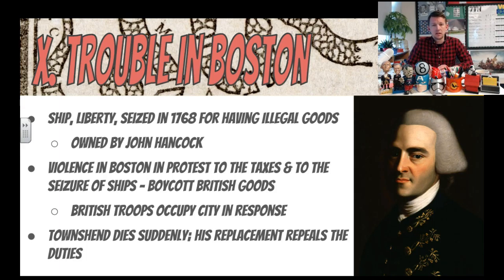The British end up seizing ships and taking over things that they think are being illegally smuggled. Violence in Boston and protests to the taxes and the seizure of ships lead to boycotting of British goods, and the British troops end up occupying the city and really locking down what the Boston citizens can and can't do. Townsend dies, and his replacement repeals all of his duties, but by that point, people are angry, and Boston itself becomes a martyr colony.